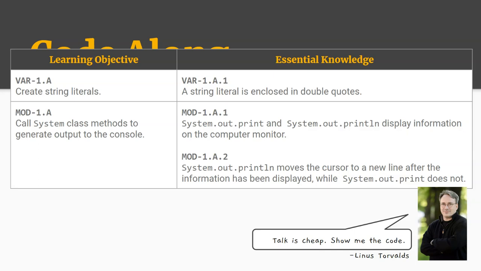In this code-along, we are going to cover the two learning objectives from the theory videos. We're going to work on creating string literals and calling those two system methods, the system.out.print and system.out.println.